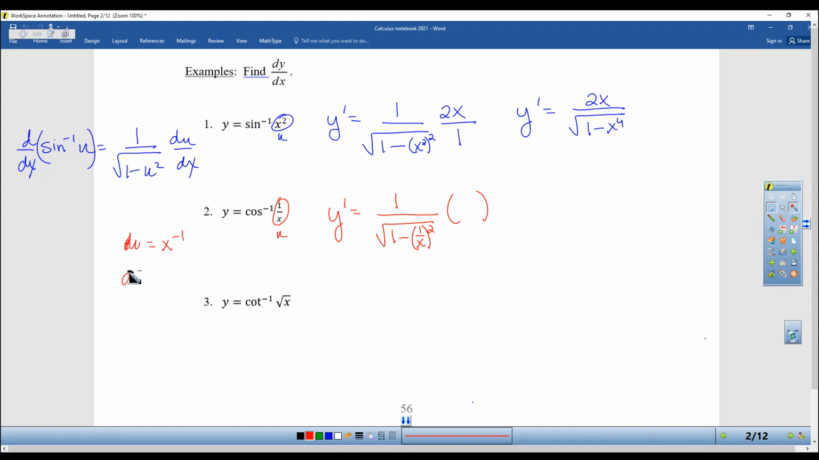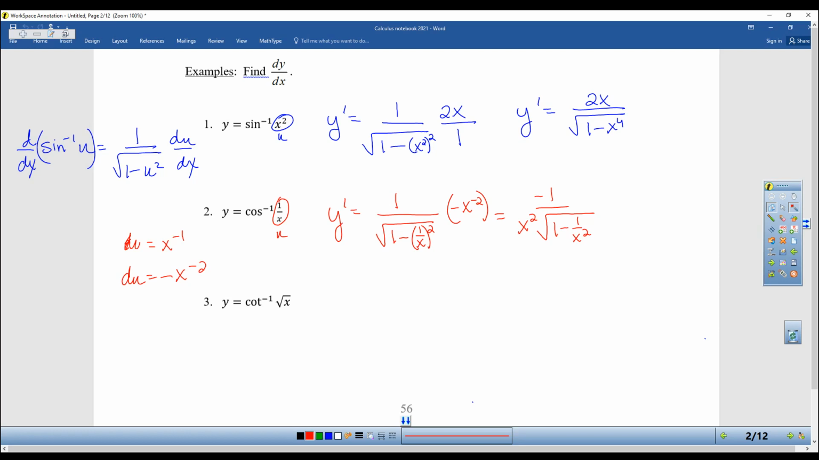So u is equal to x to the negative 1, and du is equal to negative x to the negative 2. So if you have to, do it off to the side. If you can do it in your head, that's great. So what does this become? I'm going to leave the negative on top with the 1, but the x to the negative 2 can move to the bottom. And then I have a square root, 1 minus 1 over x squared.